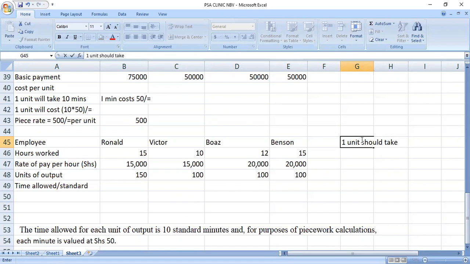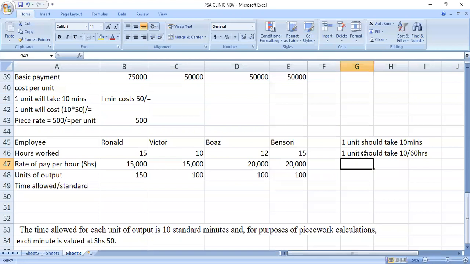Take 10 minutes. Just from this statement, they're saying this 10 minutes is to be in hours. So we all know how to convert 10 minutes to hours. So we just say 1 unit takes 10 divided by 60. This time they become hours. I hope we all know how to get that. If you don't, feel free to raise the questions again. Let me just summarize it again. 1 unit should take 1 out of 6 hours.